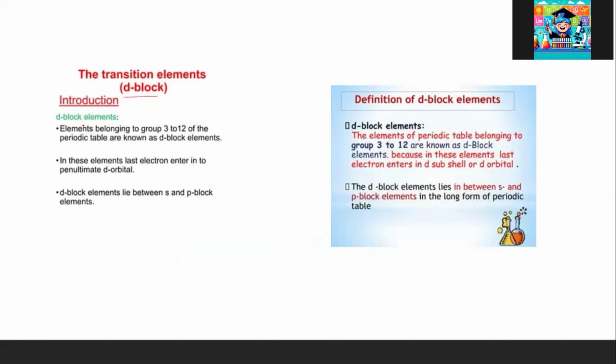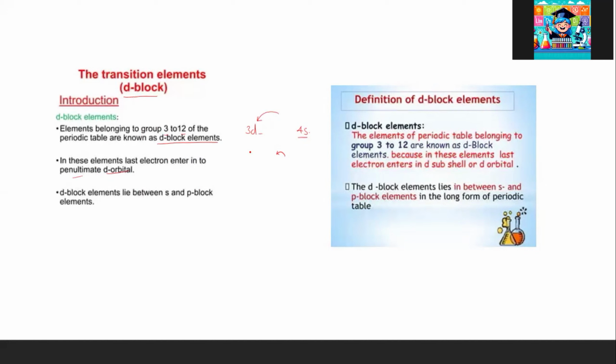So first we will see D block elements or the transition elements. Saying about their general properties, these elements belong to group 3 to group 12 of the periodic table. They are also known as D block elements. In these elements, the last electrons enter the D orbital, that is penultimate. Penultimate means, for us, the outermost orbital is the 4s orbital, and the electrons are being entered into the 3D orbital.